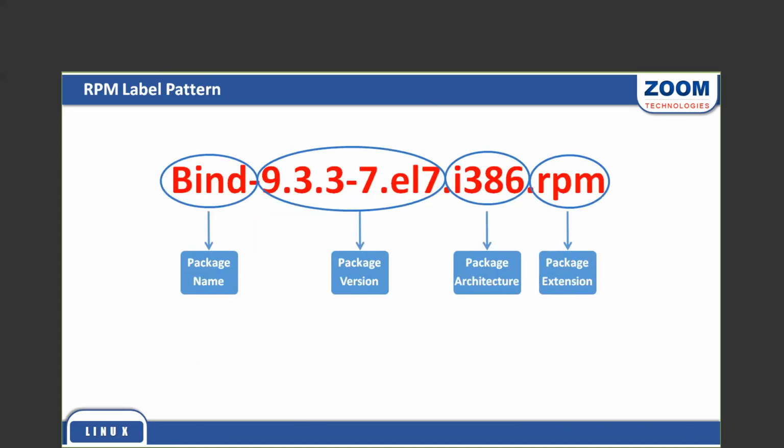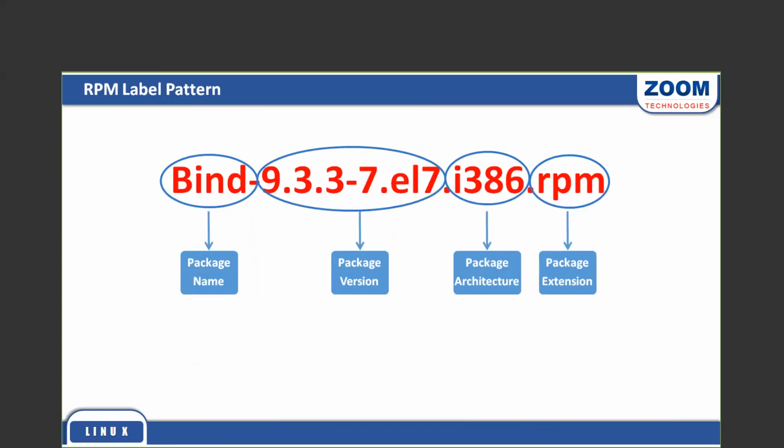So which one is easier to use? Yum. But first they introduced RPM. So to overcome the drawback of RPM, they introduced what? Yum. So what is the drawback with RPM? RPM will not install the dependency. To overcome this problem, they came up with another tool called yum.